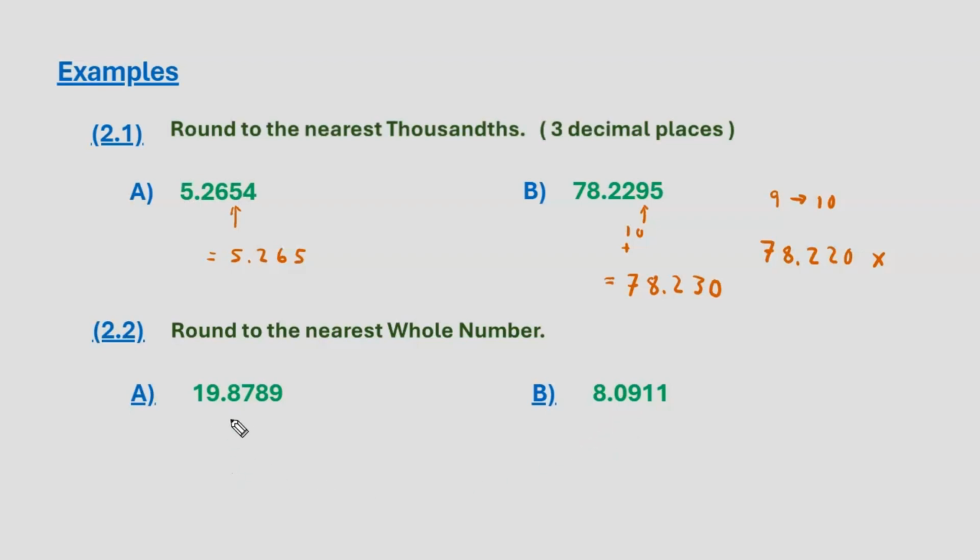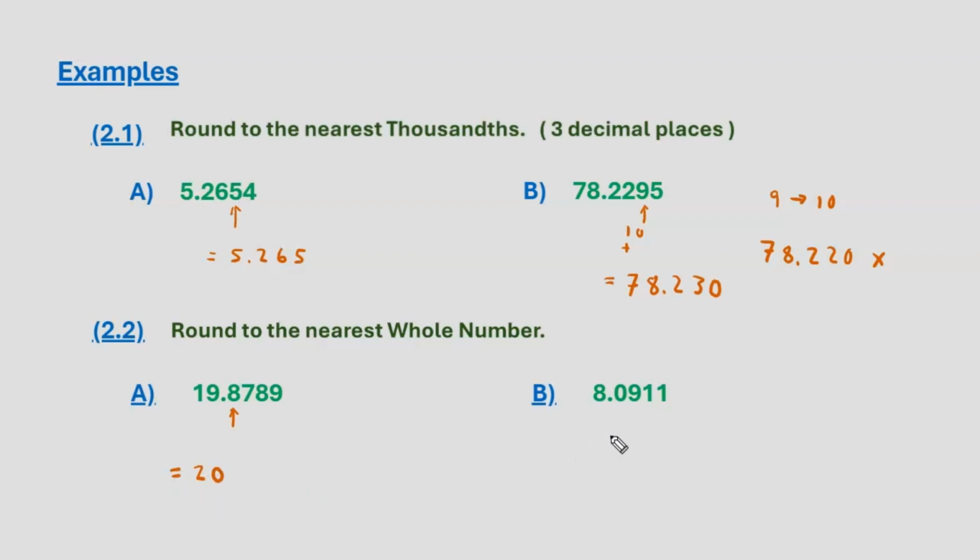Now with example A, the digit immediately to the right of the decimal point is 8. Now that is 5 or more, thus the whole number is rounded up 1 unit and becomes 20.